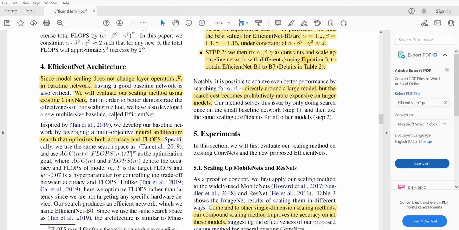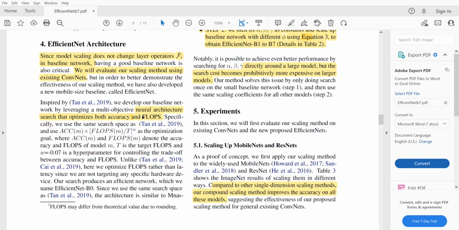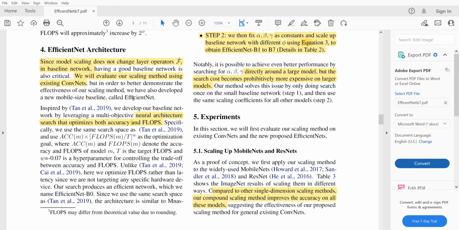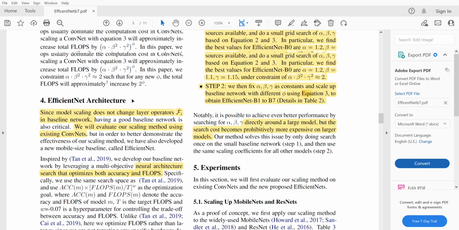Existing convnets don't measure well on mobile. So we have also developed a new mobile-size model called EfficientNet. They are developing the EfficientNet architecture using a baseline method. They are using new mobile-size convolutions, which are inverted residuals, and a newer architecture that optimizes both accuracy and FLOPs. So they are going to search for that architecture with these parameters, optimizing both accuracy and FLOPs, to make the architecture.